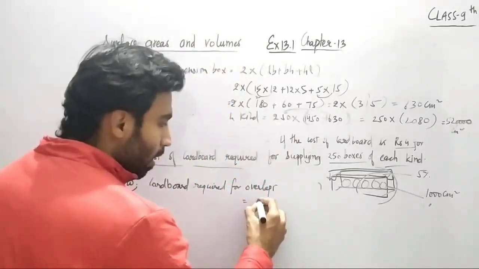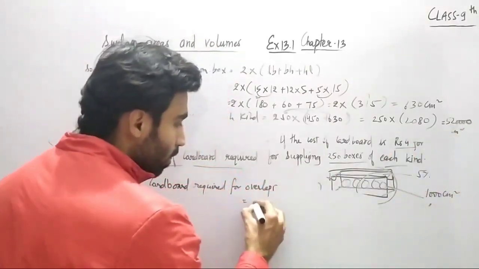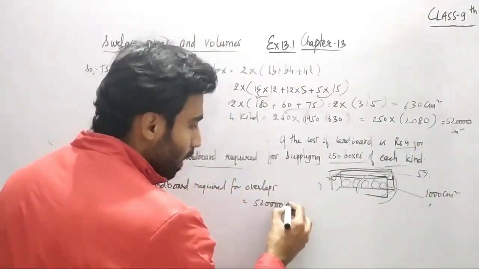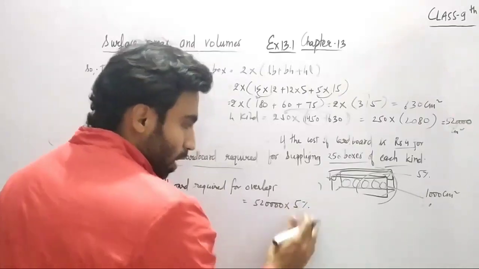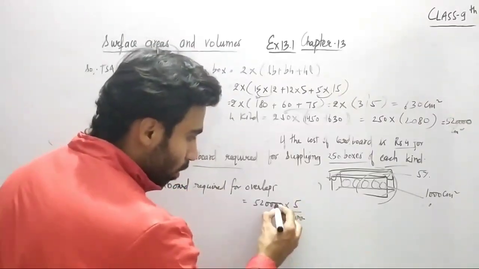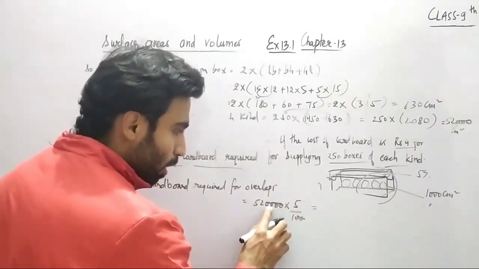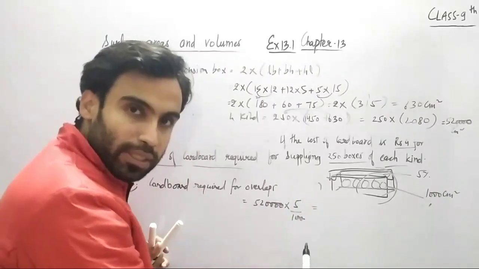So here first I'm going to find out the 5% of this total, right? So 52,400 into 5%, right? So percent means what in divide? 100. So let me just now reduce the zeros. So now you have to multiply 5200 by 5. So this will be 5% of it.